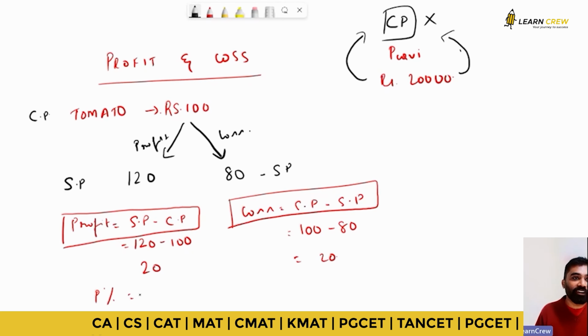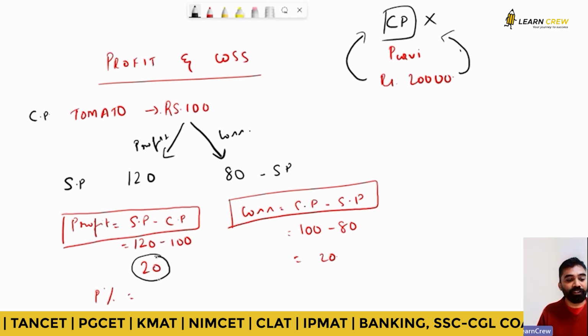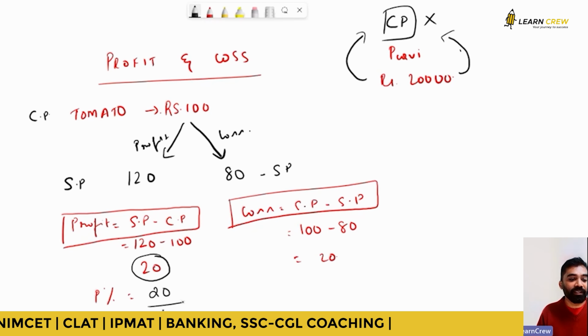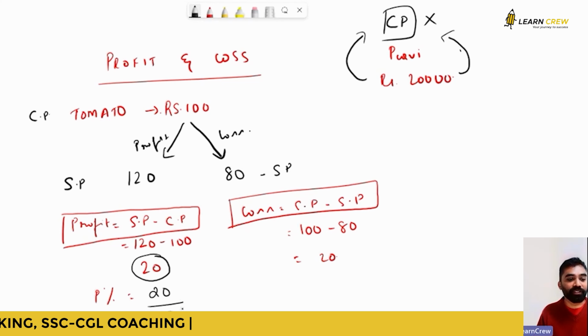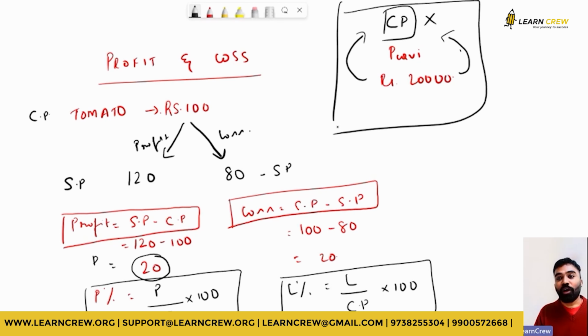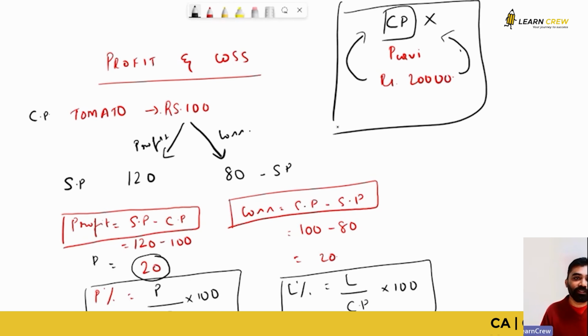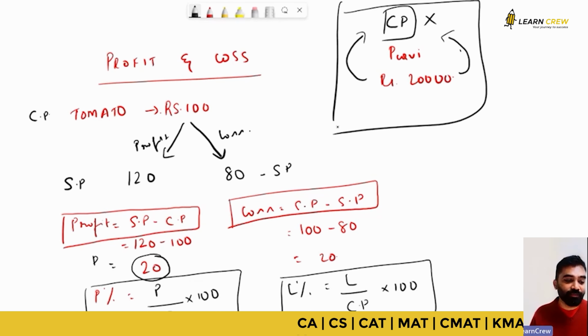Now, in order to calculate the profit percentage, the amount of profit you got, 20, divided by the cost price, into 100, will give you the profit percentage. And for loss percentage, the amount of loss you got divided by the cost price into 100 will give you the loss percentage. Profit and loss depend on cost price, so obviously the base is always going to be cost price.